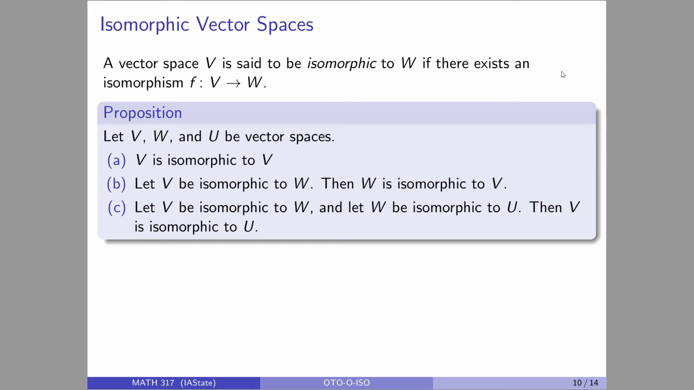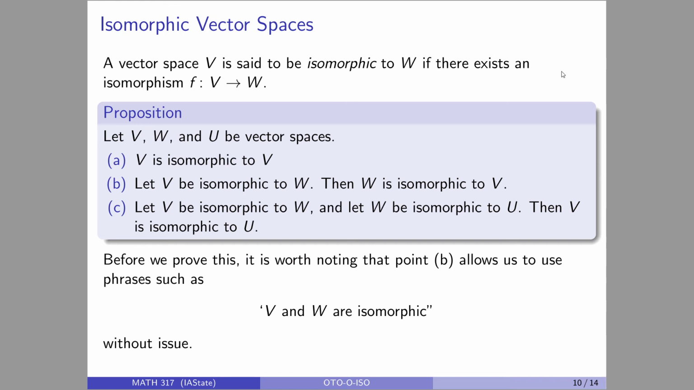Now, note, as a consequence of this, when I say two vector spaces are isomorphic, point B here lets me get away with that phrase, because really, I want to say V is isomorphic to W, because domain and codomain, I want to make that clear. But as I said, here, it doesn't matter. You can swap the ordering.